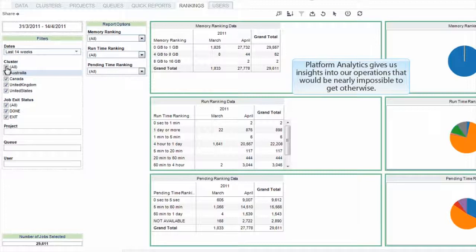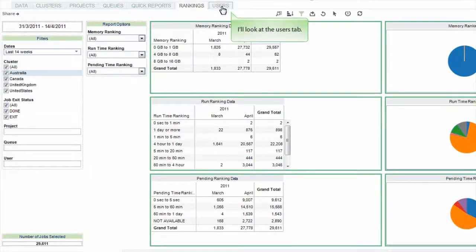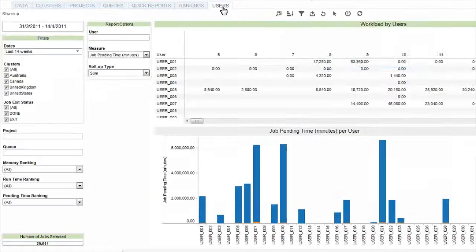Platform analytics gives us insight into our operations that would be nearly impossible to get without this kind of capability. 5 minutes spent understanding the data can avoid days of data gathering and research and result in better quality decisions that are based on facts. I'll finish up this section on workloads by looking at the User tab.